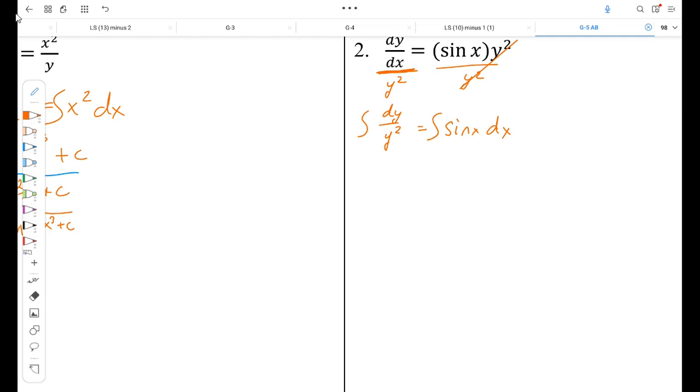So what's an antiderivative for 1 over y squared? Negative 1 over y, correct. And an antiderivative for sine x is negative cosine x. Good, good. And then we'll put our plus c on the right-hand side. All right.